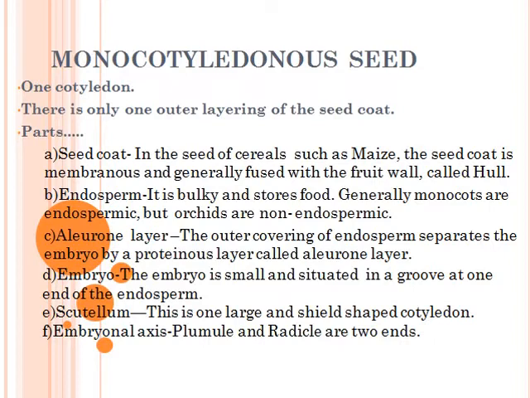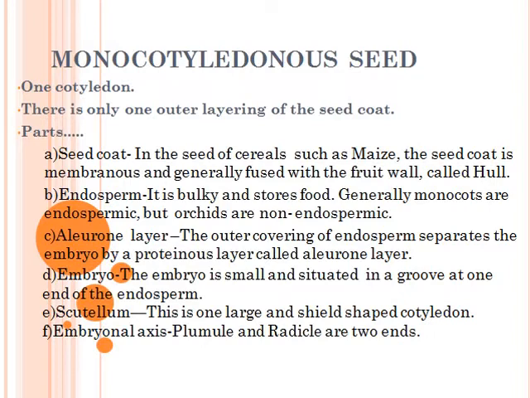Now another part, the aleurone layer. This is the outermost layer of endosperm, which is also nutritive in function. Another main important part is the embryo, which is situated in a groove at one side of the endosperm. This is in the case of monocots. Now, scutellum. Scutellum is a large shield-shaped cotyledon present in monocots. Very important.